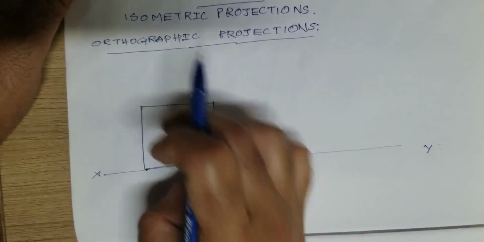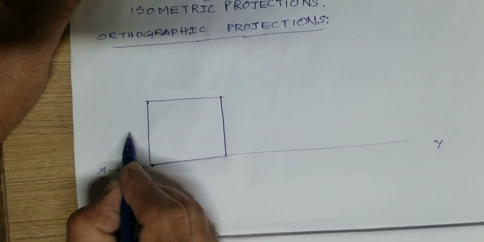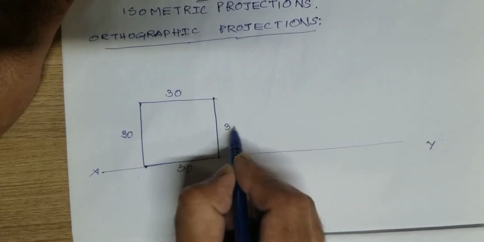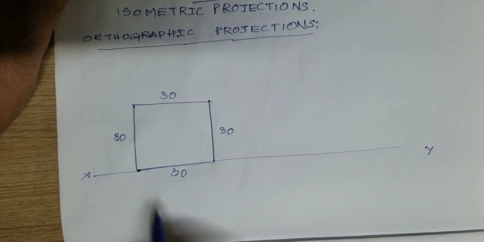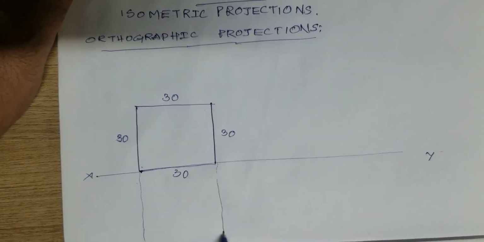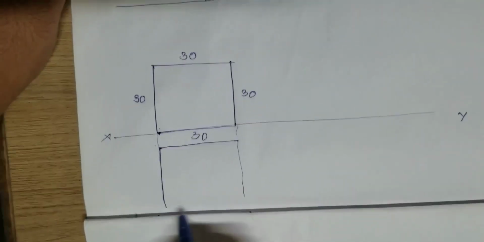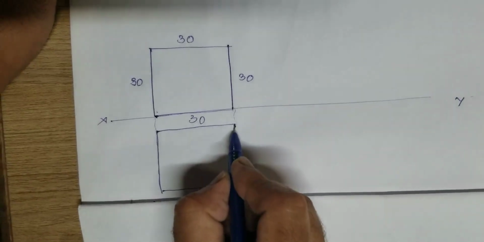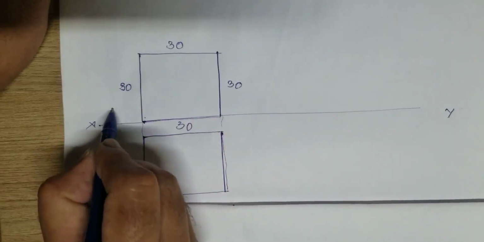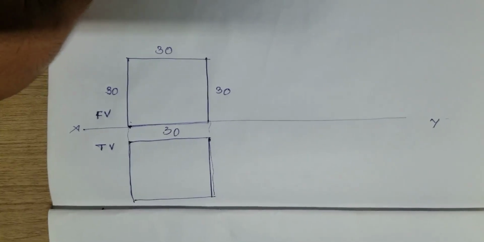Whatever the dimension may be, I am saying a small cube, let us say 30 mm dimension, here also 30, here also 30, here also 30. That is the front view, when you are seeing from the front. Let us say we are seeing from the top, how is it visible? When you are seeing from the top, it is visible as once again one more square here. The front view is called the top view.